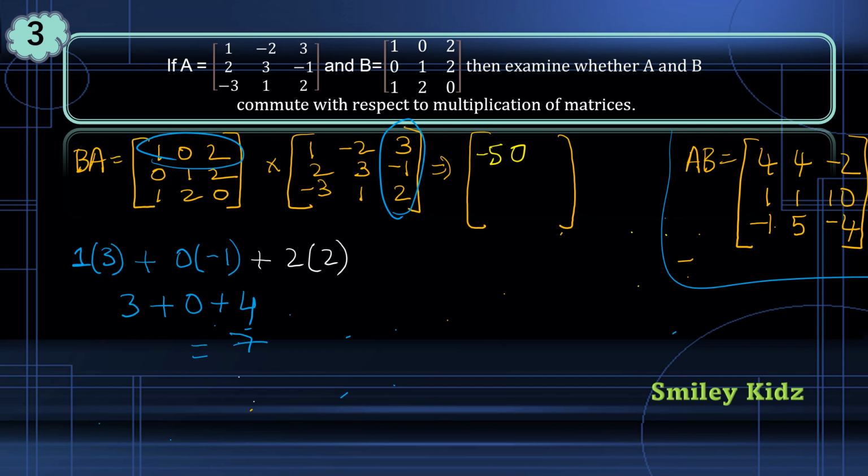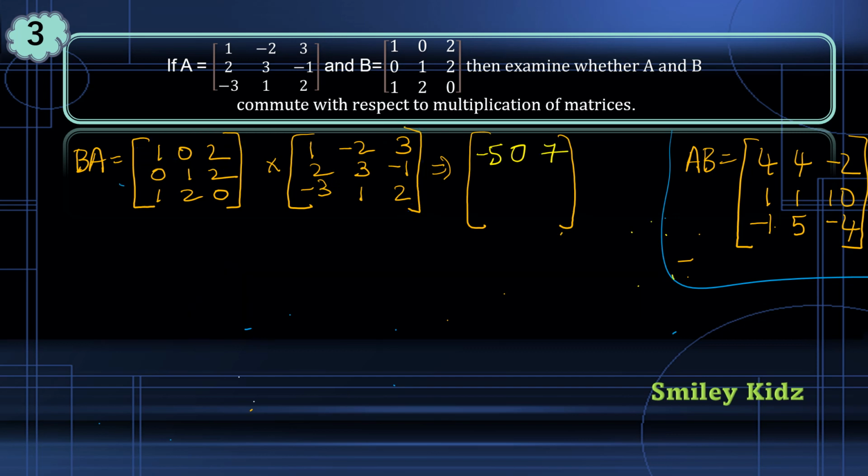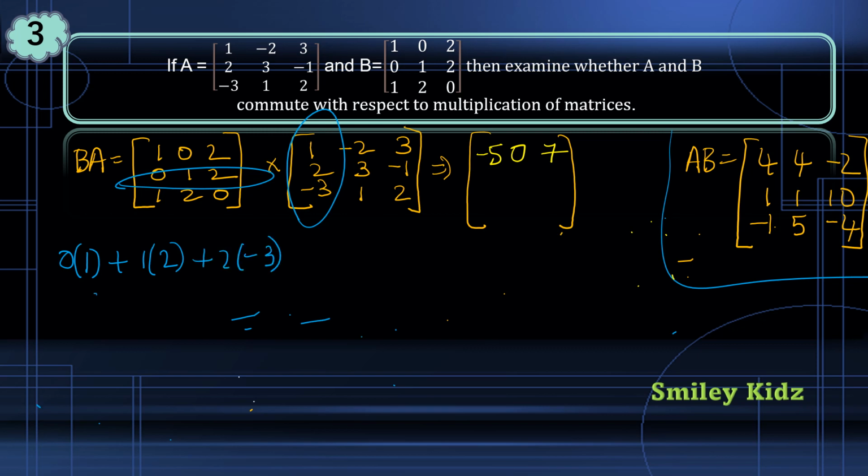Let's write down 7 over here. Second row with first column now. 0 into 1 plus 1 into 2 plus 2 into minus 3. This is 0 plus 2 minus 6, that is minus 4. So here let's write down minus 4.